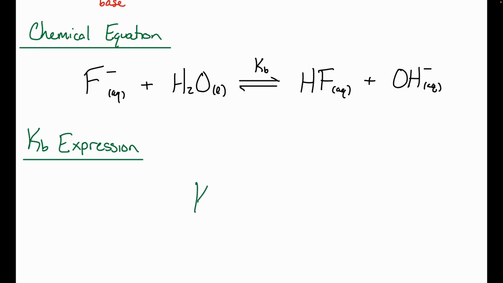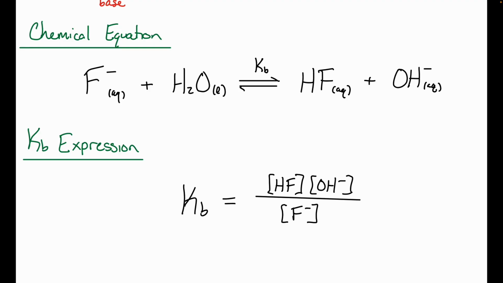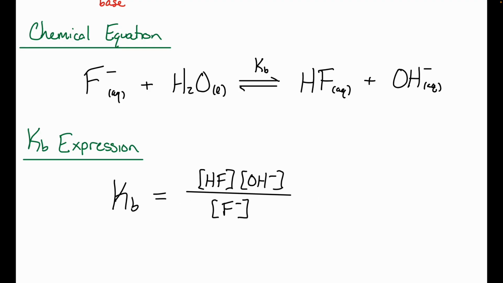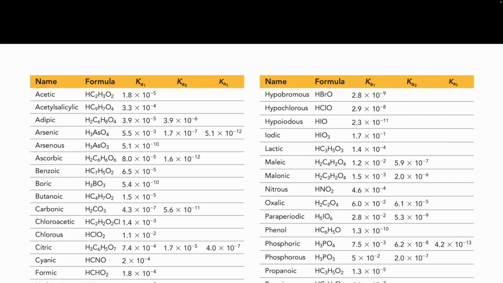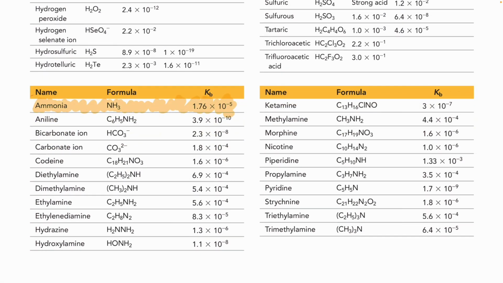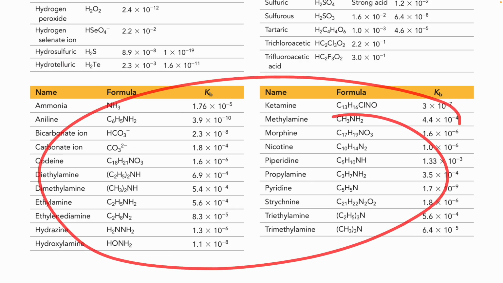All right, so I get my Kb equals the concentration of HF times the hydroxide concentration, all divided by the fluoride ion concentration. And we're going to look up that value for Kb. So we go to our table here, and we're going to find no fluoride ion listed under our Kb values. If we look carefully here, we do not see any fluoride ions.